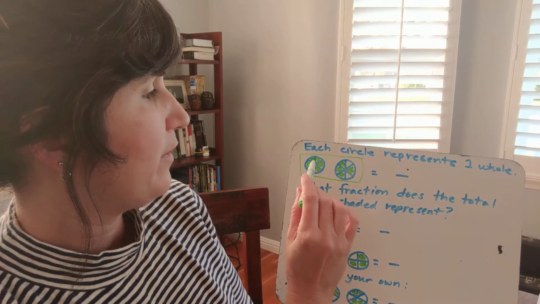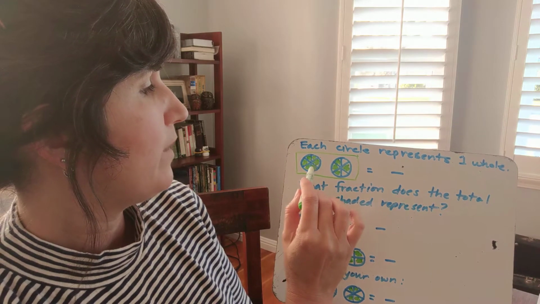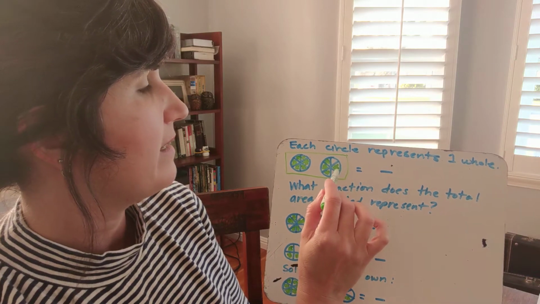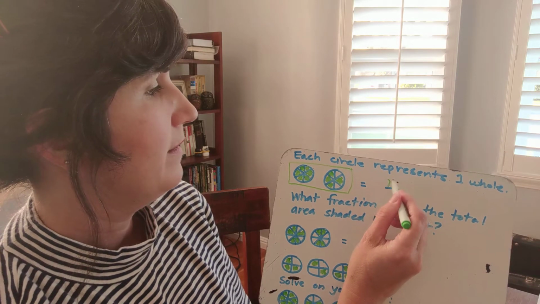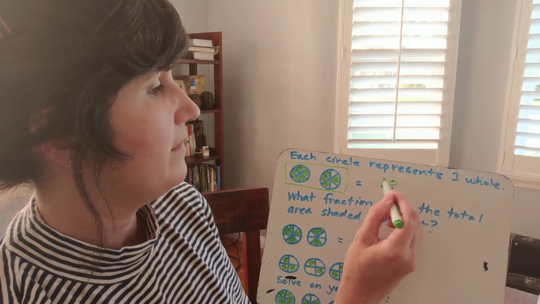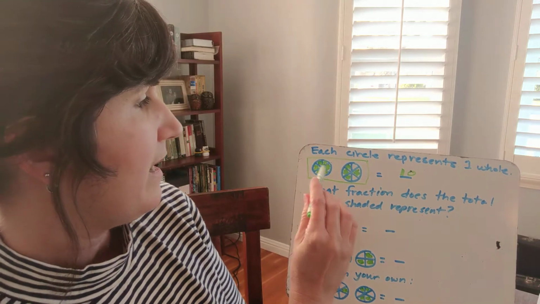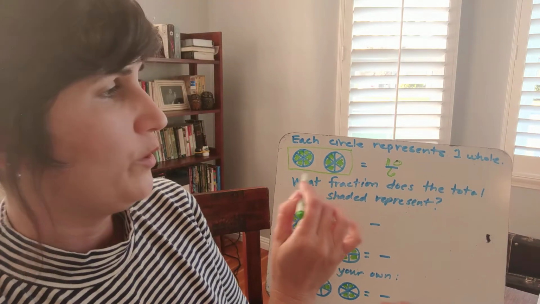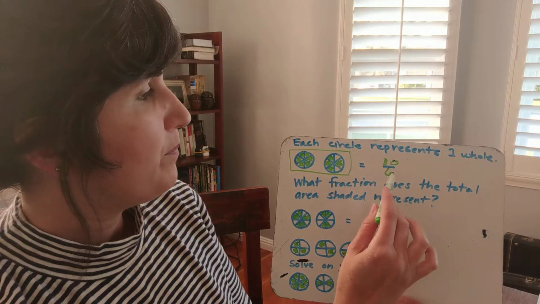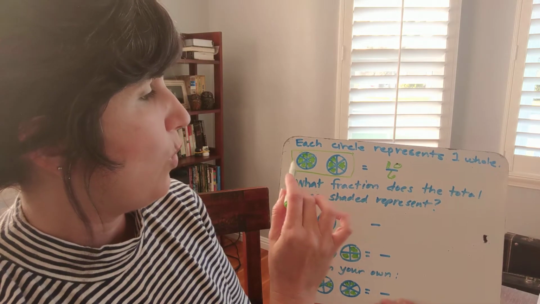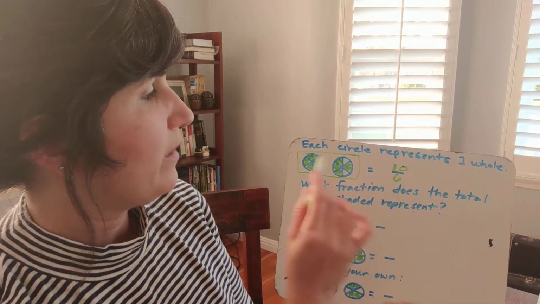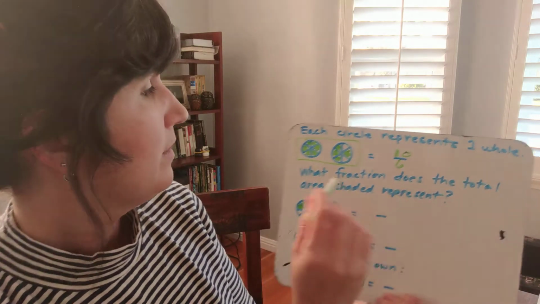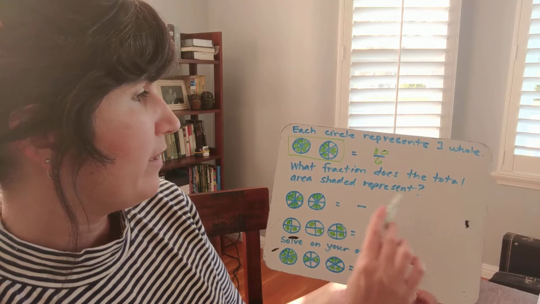So we're going to count the thirds. There's 1, 2, 3, 4, 5, 6, 7, 8, 9, 10 pieces that are shaded, 10 pieces that are shaded, and there's a total of 6 on my whole. There's a total of 6 on my whole. So the denominator represents one whole, and the numerator represents how many are shaded on all of the shapes. What fraction does the total area shaded represent?